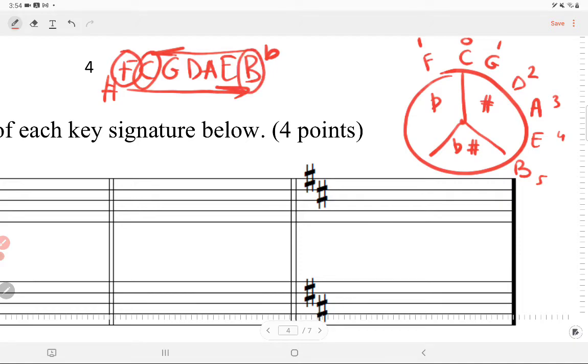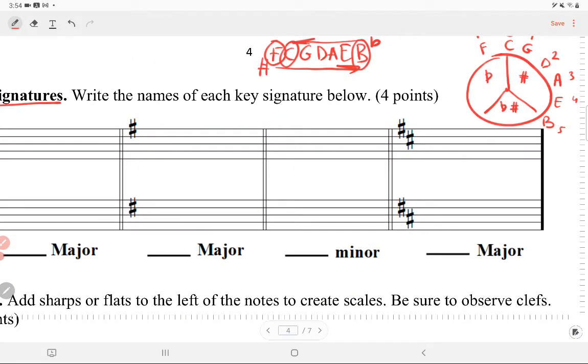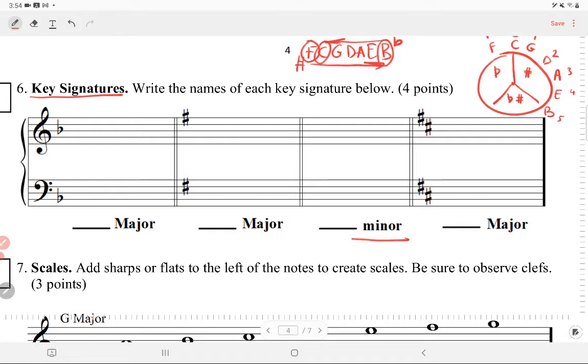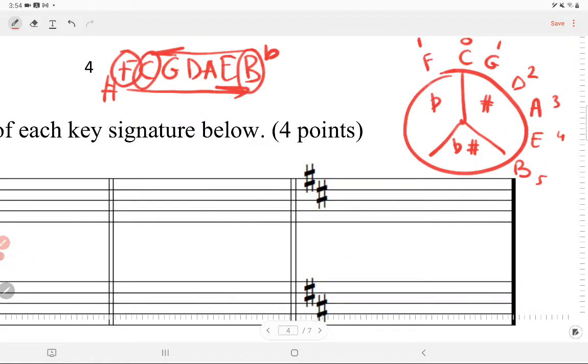And let's see if you have any minors in this case. Yes, you do have some minors, okay? Do you see how it starts on F? So this progression is always going to be the same. So what are you going to do to figure out minor key signatures? You're going to start at, let's say, 8 o'clock.